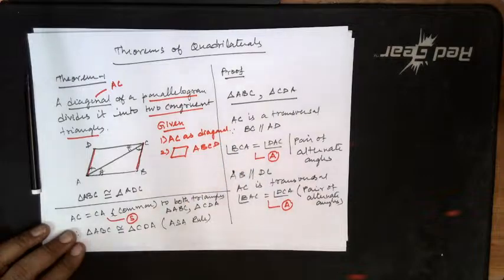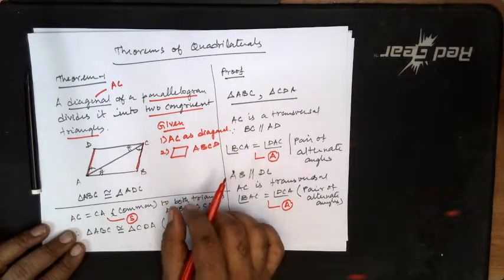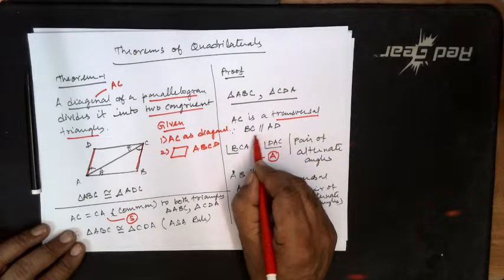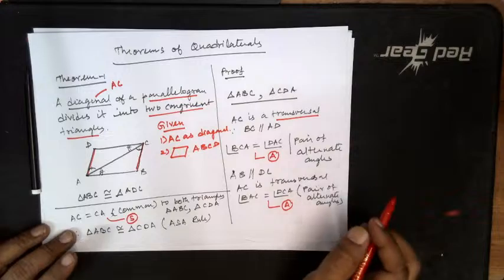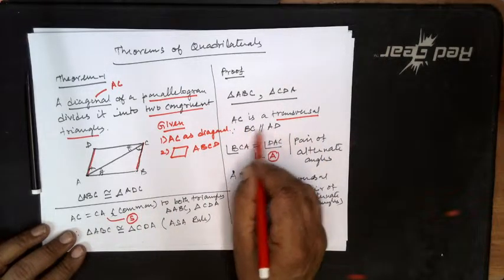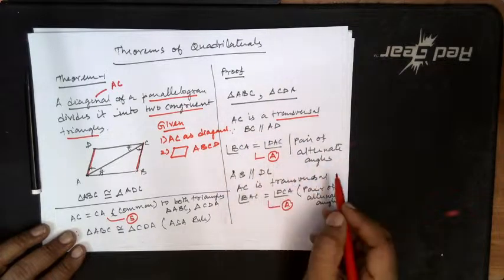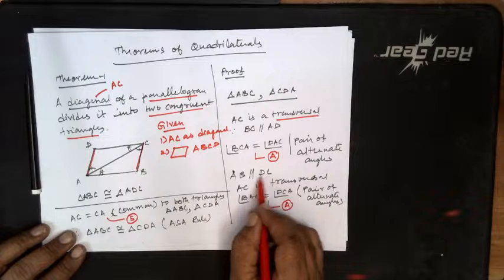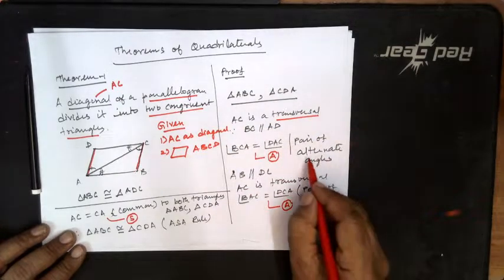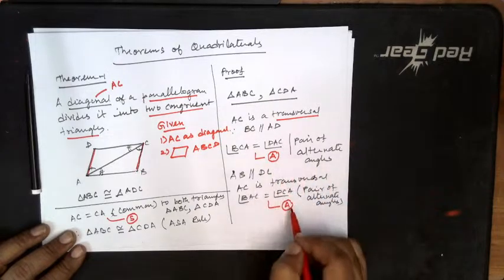ABCD is a parallelogram. Now what we have done, we have used the transversal, okay, and parallelogram properties. So AC is the transversal, and that is why BC is parallel to AD, and here AB is parallel to DC. So based on that, we have shown that the pair of alternate angles are equal. Okay, so proved.